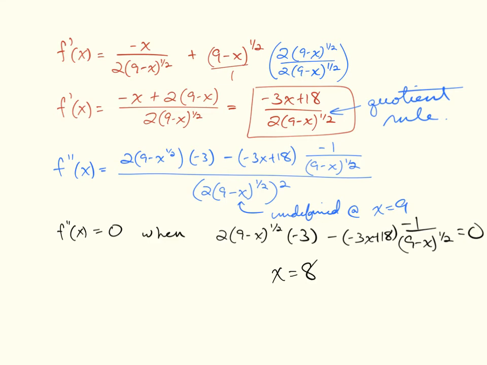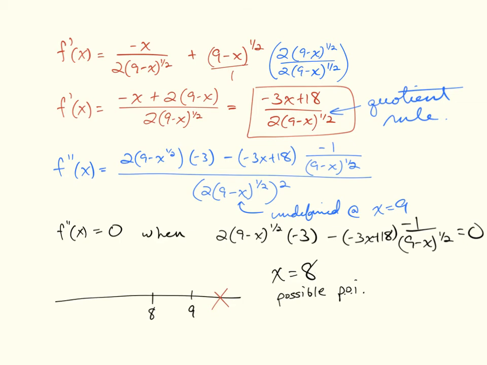So this is where a possible point of inflection can happen. And we need to check the concavity on each side of 8. But when you do this, keep in mind that you have to pick a number between 8 and 9, because the second derivative is undefined at 9, but also is undefined for any number bigger than 9.